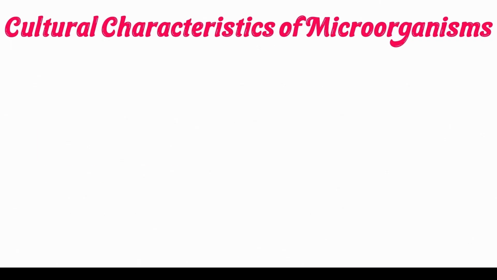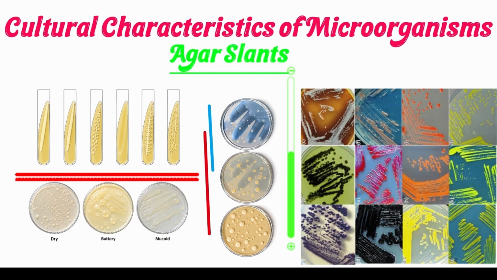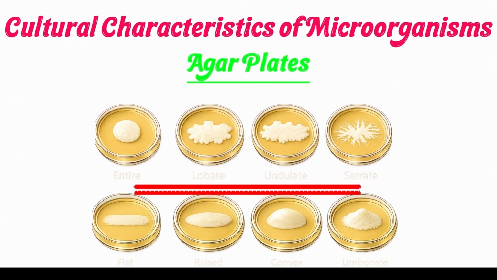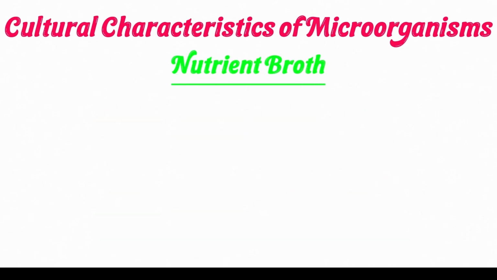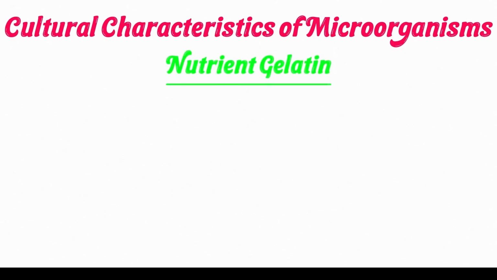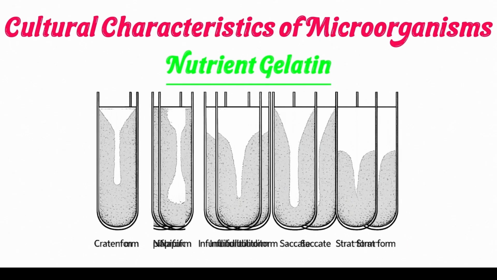Let's quickly revise. Agar slants help us observe abundance of growth, pigmentation, optical characteristics, form, and consistency. Agar plates allow us to study colony size, pigmentation, form, margin, and elevation. Nutrient broth reveals how bacteria distribute themselves in liquid media. Nutrient gelatin demonstrates gelatinase activity through different liquefaction patterns.